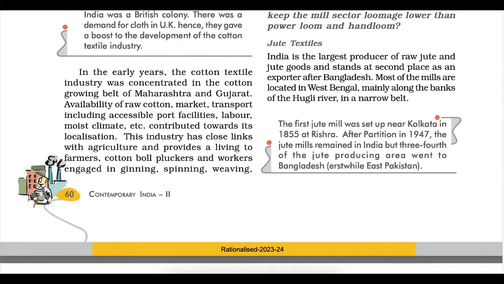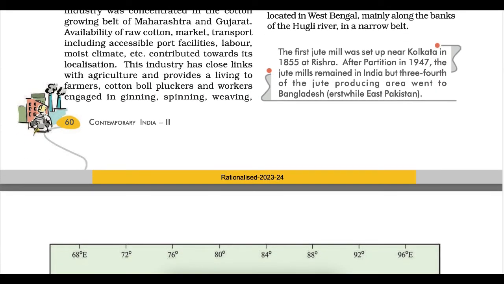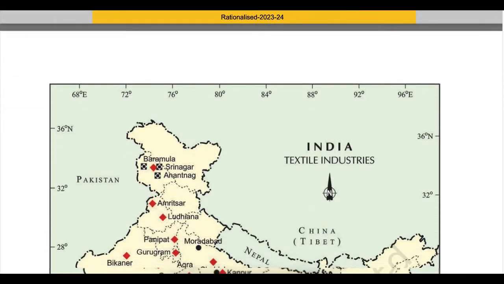Jute textiles. India is the largest producer of raw jute and jute goods and stands at second place as an exporter after Bangladesh. Most of the mills are located in West Bengal, mainly along the banks of Hooghly River in a narrow belt. The first jute mill was set up near Kolkata in 1855 at Rishra. After partition in 1947, the jute mills remained in India, but three-fourths of the jute producing areas went to Bangladesh, erstwhile East Pakistan.